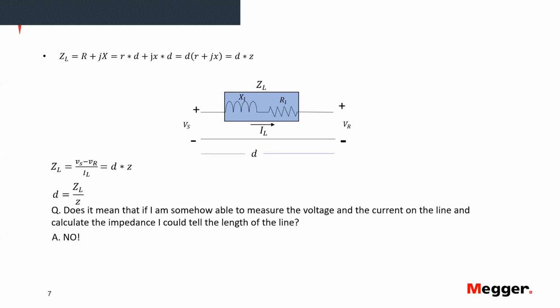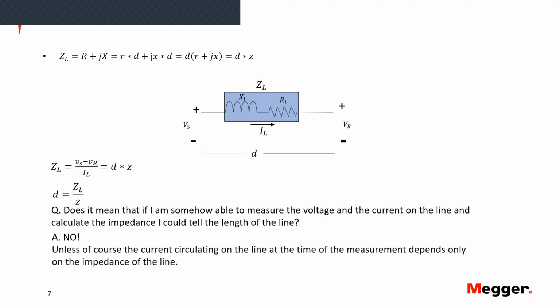And you know why? Because typically when you have a transmission line or some sort of electrical line, most of the current that circulates on the line doesn't have to do with the impedance of the line itself. It has more to do with the amount of load that is being transferred through that line. But there are cases where most of the current circulating on the line in that moment depends only on the impedance of the line. And when is that? Well, precisely in the moment when it matters most to us, which is when there is a fault.